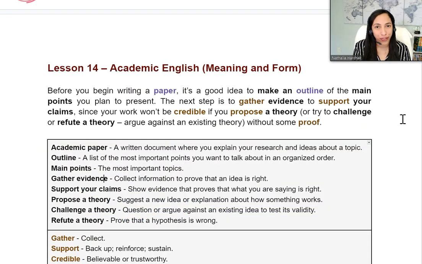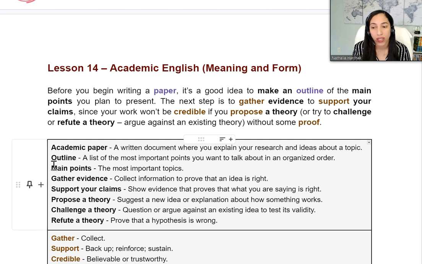Now that you finished the first part of the lesson, we're going to focus on the meaning and form of the keywords from the text. So the first one I need you to know is academic paper, which is a written document where you explain your research and ideas about a topic. I remember doing those when I was in high school, and obviously in college I had to write a lot of academic papers, so that was not an easy task.